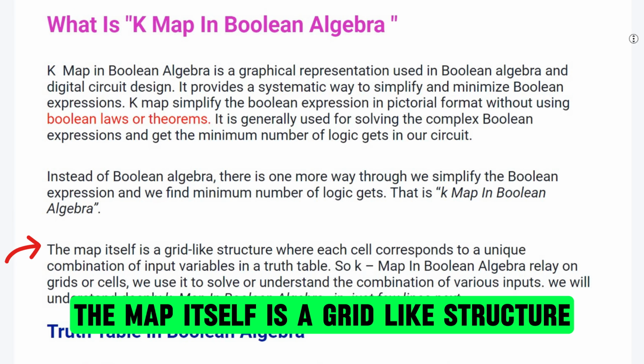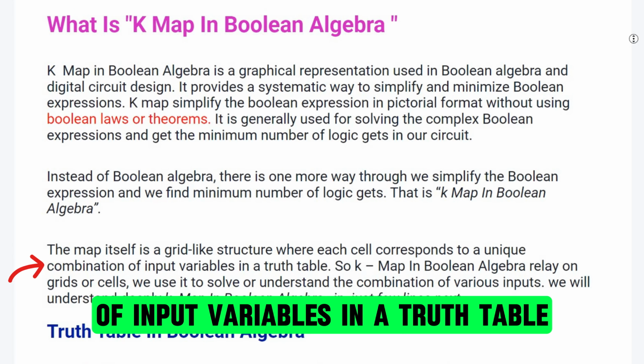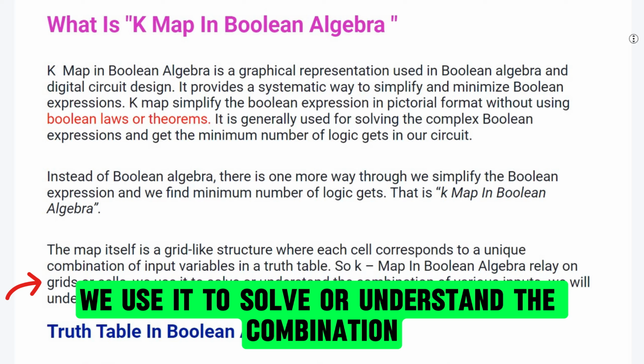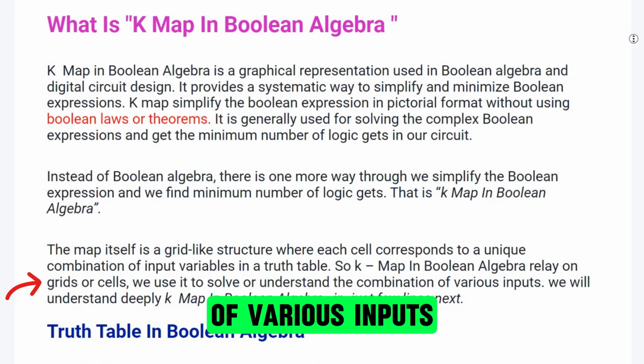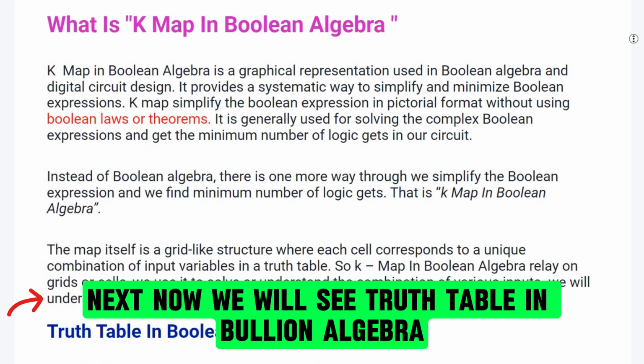The map itself is a grid-like structure where each cell corresponds to a unique combination of input variables in a truth table. So K-map in Boolean algebra relies on grids or cells, which we use to solve or understand the combination of various inputs. We will understand K-map in Boolean algebra deeply in just a few lines next.